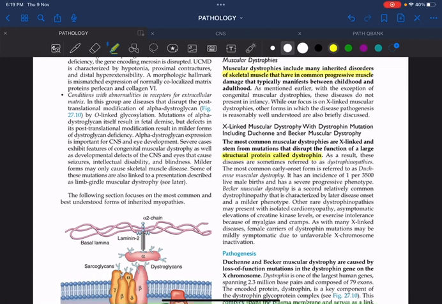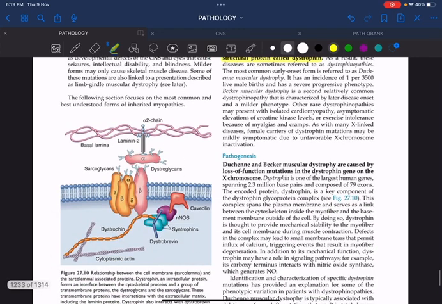Becker muscular dystrophy is nothing else but a milder variant. In Duchenne, dystrophin is completely absent. In Becker's, it will be present, but with less function. Duchenne and Becker muscular dystrophy are caused by loss of function of the dystrophin gene. Remember, dystrophin is the largest protein, encoded on the X chromosome. What is the function of dystrophin? As you can see in this picture, it is a mechanical stabilizer between the myofiber and its cell membrane during muscle contraction.